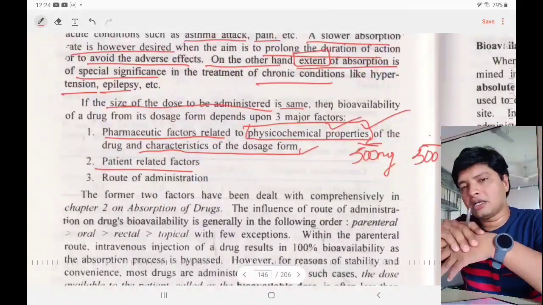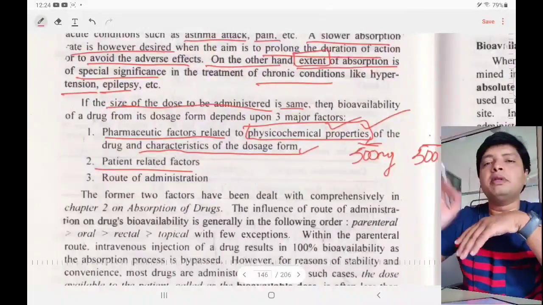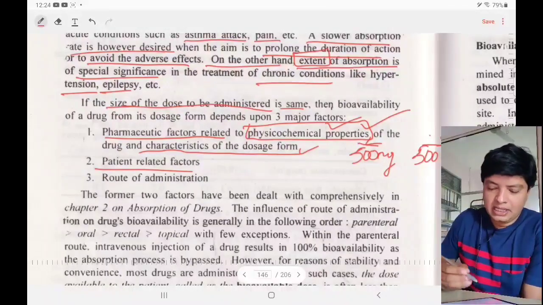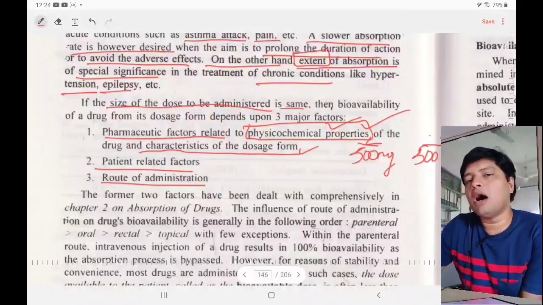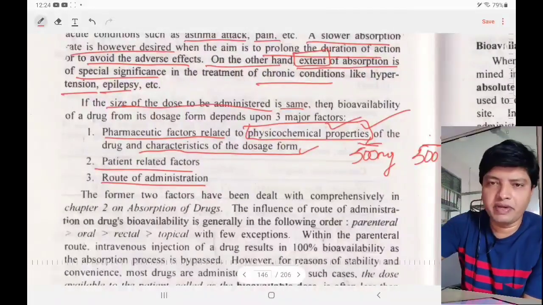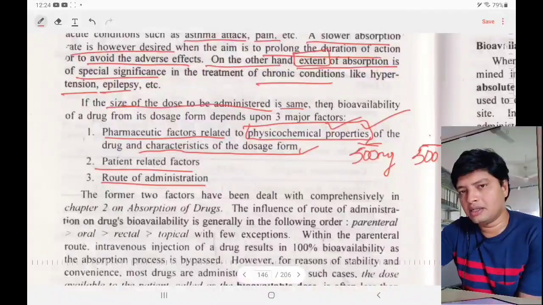So in turn this absorption problem will cause a problem in bioavailability also. That is the dependent factor related to the patient. Then route of administration. Obviously, if we give through IV, the absorption will be 100%. There is no absorption step, because you are giving directly into the blood circulation, hence the bioavailability will be 100%, and so on.